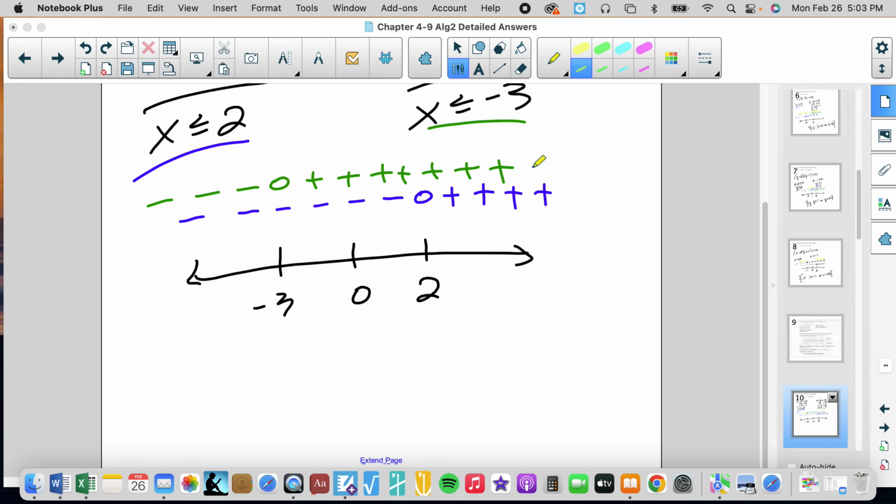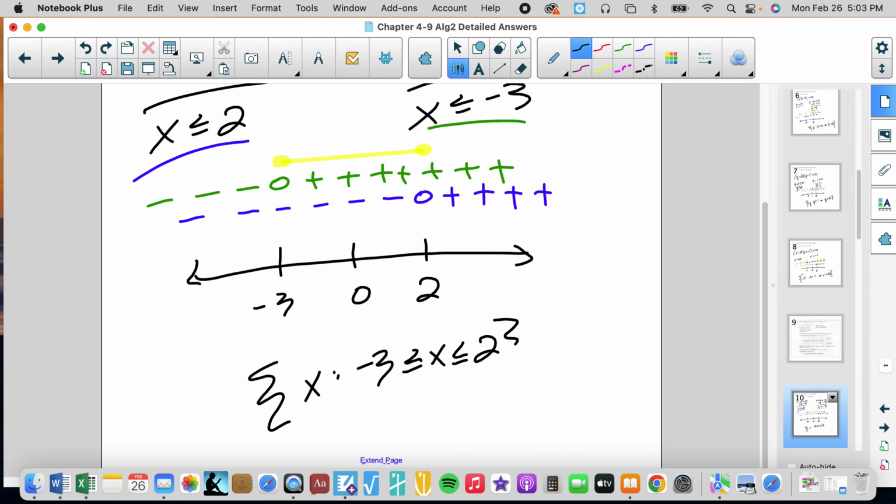So where is it plus minus? It's going to be a closed circle going between there. So how do we write that? We write that with x, and we're going to go negative 3 is less than or equal to x, which is less than or equal to 2. Do you think that's an ugly less than? That's no better. Number 7: negative 3 is less than or equal to x, which is less than or equal to 2. Oh, yeah.